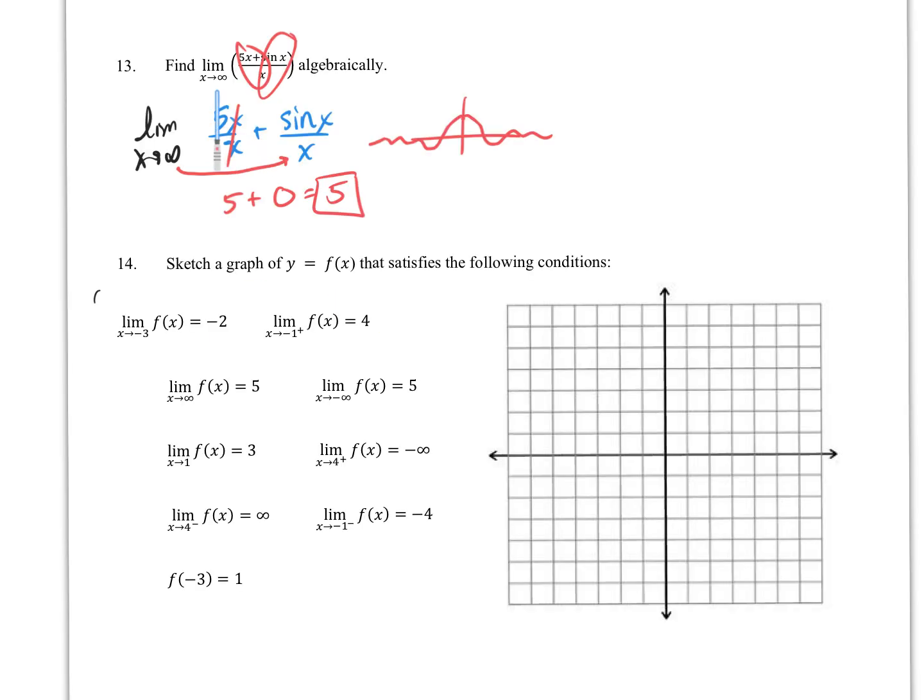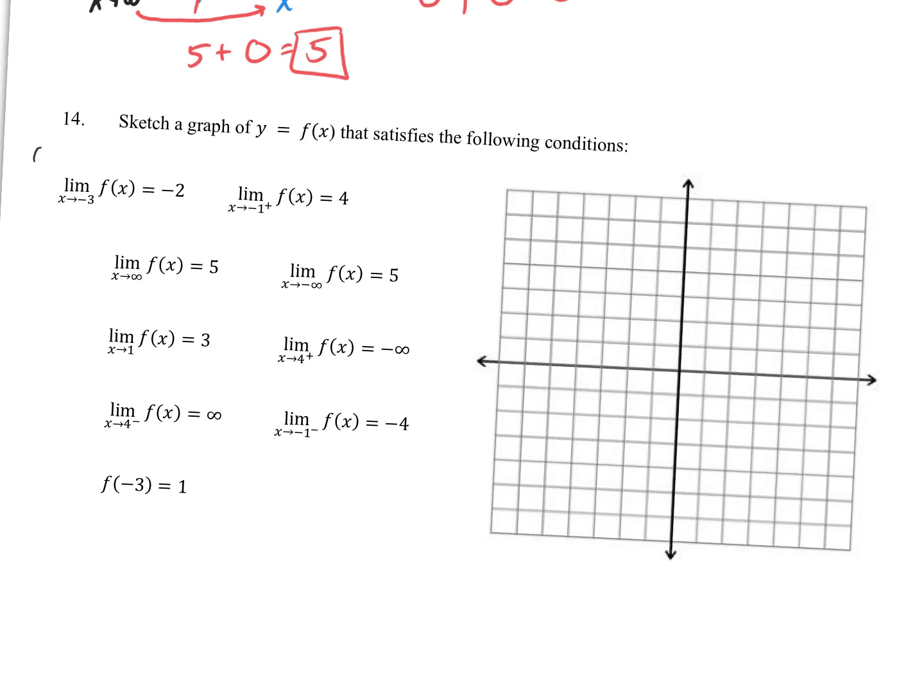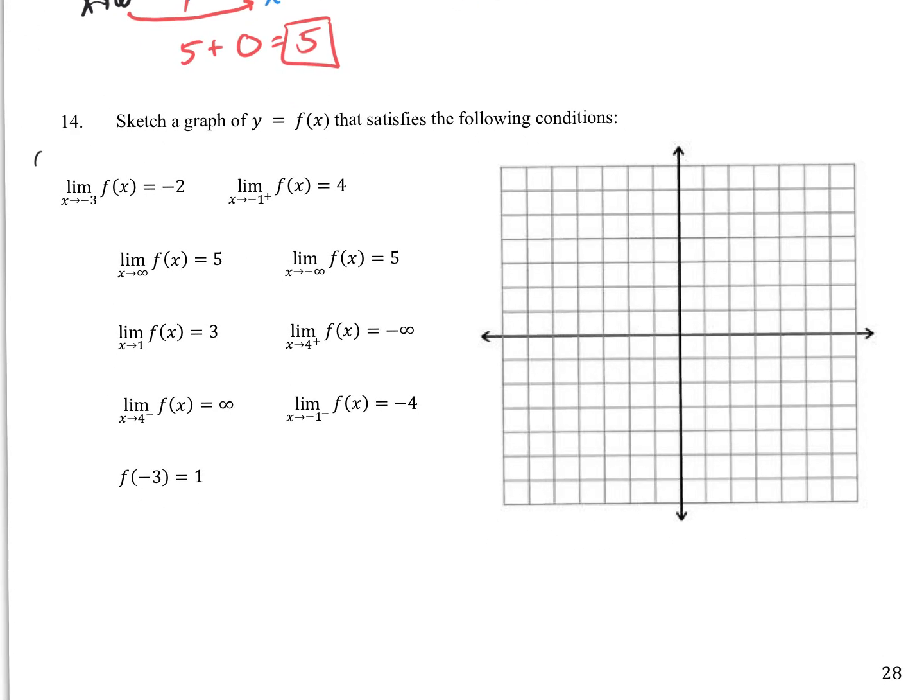What would have changed if this was as x approaches 0? It would have been 6, Liv says, because this still would have been 5, plus this limit would have been 1. Final answer 6. Liv, future engineer, just saying.